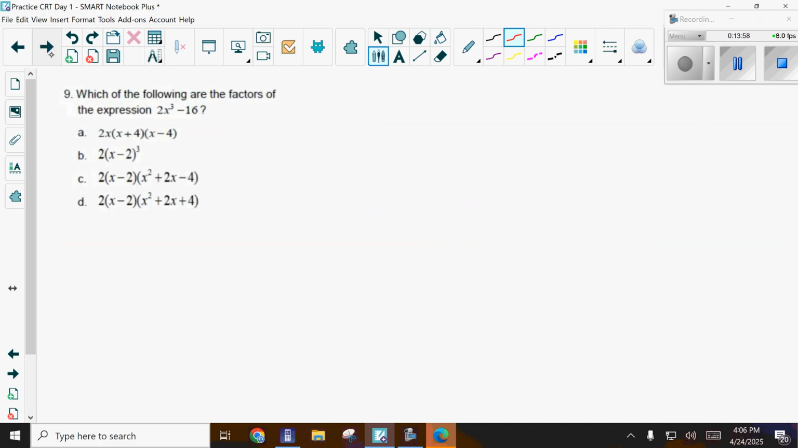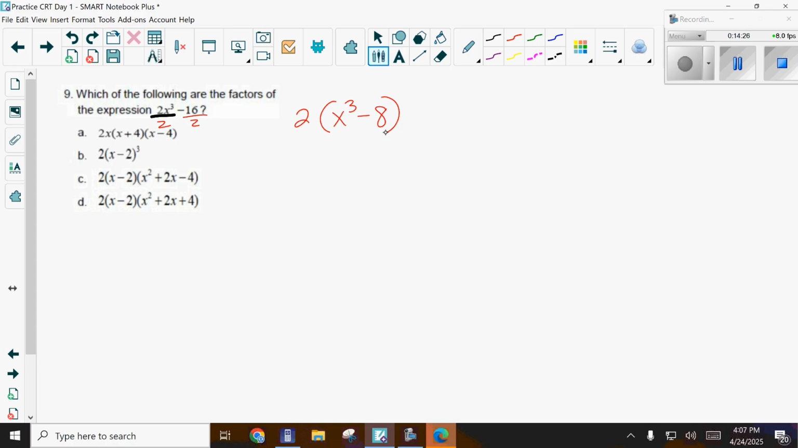Number 9 says, which of the following are factors of the expression 2x to the 3rd minus 16? So I'm going to do the same thing kind of like we did on the last question. What I'm going to start off with, though, is the GCF. The GCF here is 2. So I'll have 2 parentheses x to the 3rd minus 8.